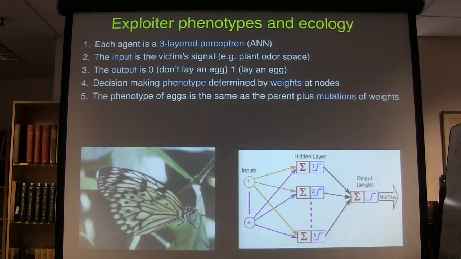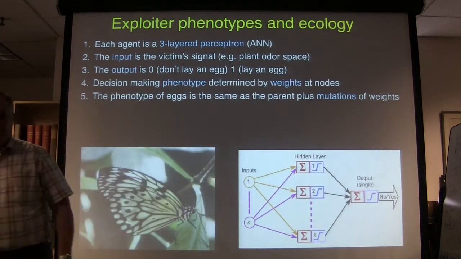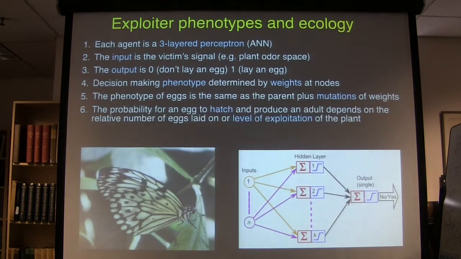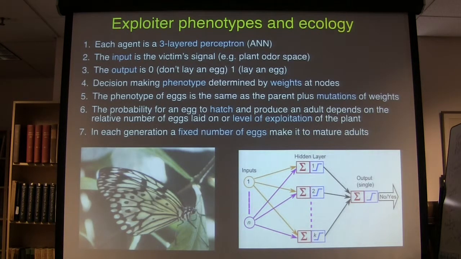And so the phenotypes, those individuals that collect the most resources, we replicate them, we give them the same parameter values plus some mutation. And the probability for an egg to hatch and produce an adult depends on the relative number of eggs laid in that habitat, and/or on the level of exploitation of the plant. So how many individuals are exploiting the plant, there's this density-dependent response in them as well, which makes the problem ecological in nature. Notice how simple the ecology is.